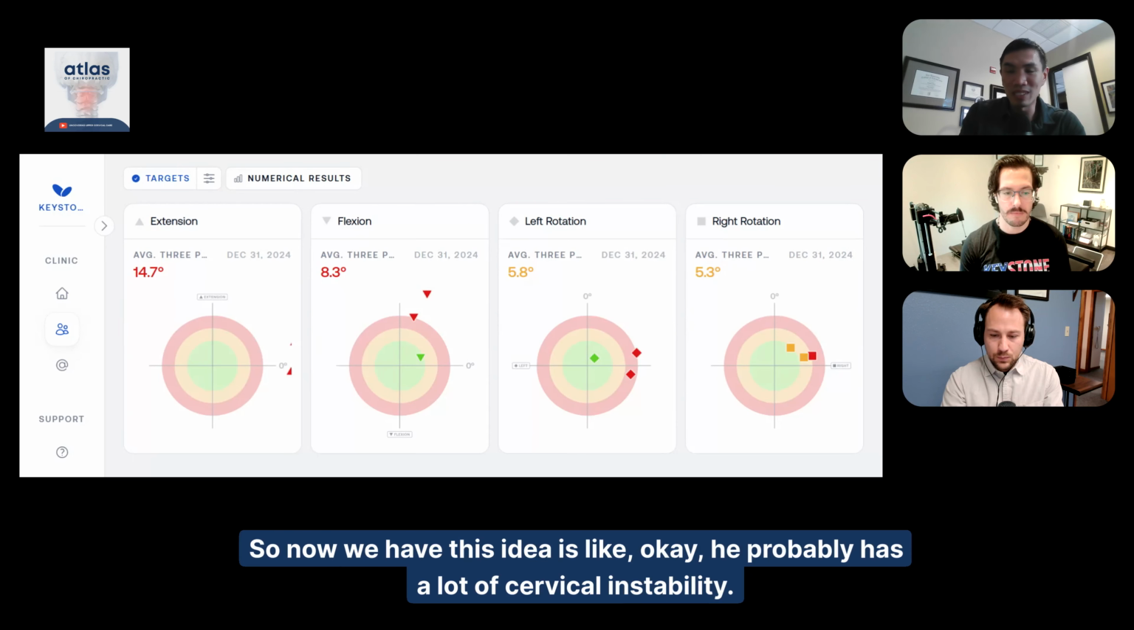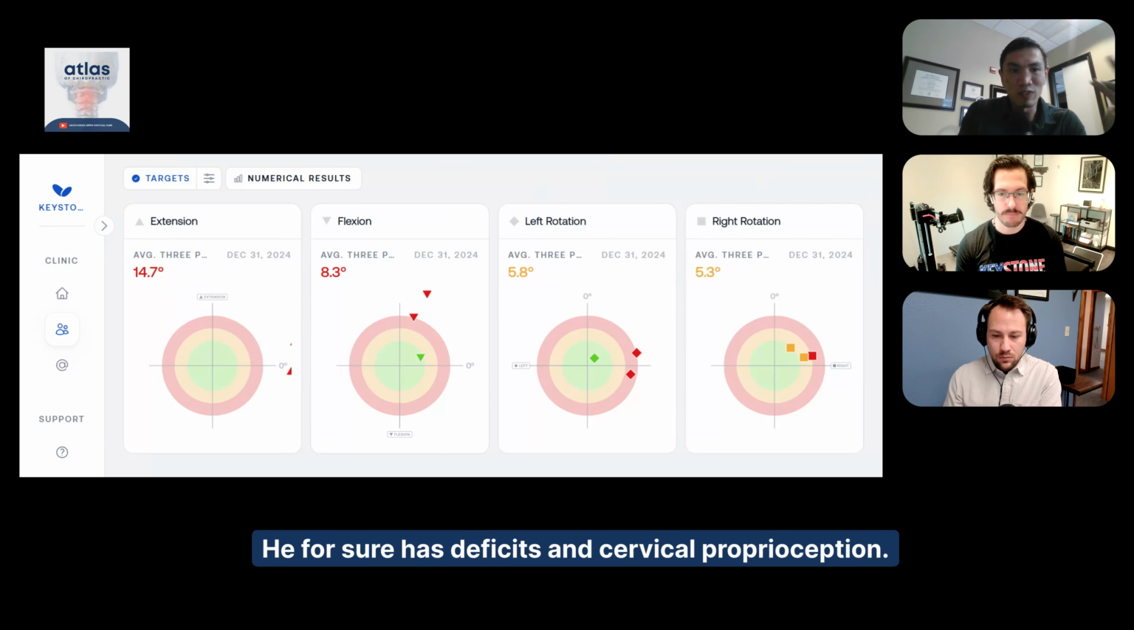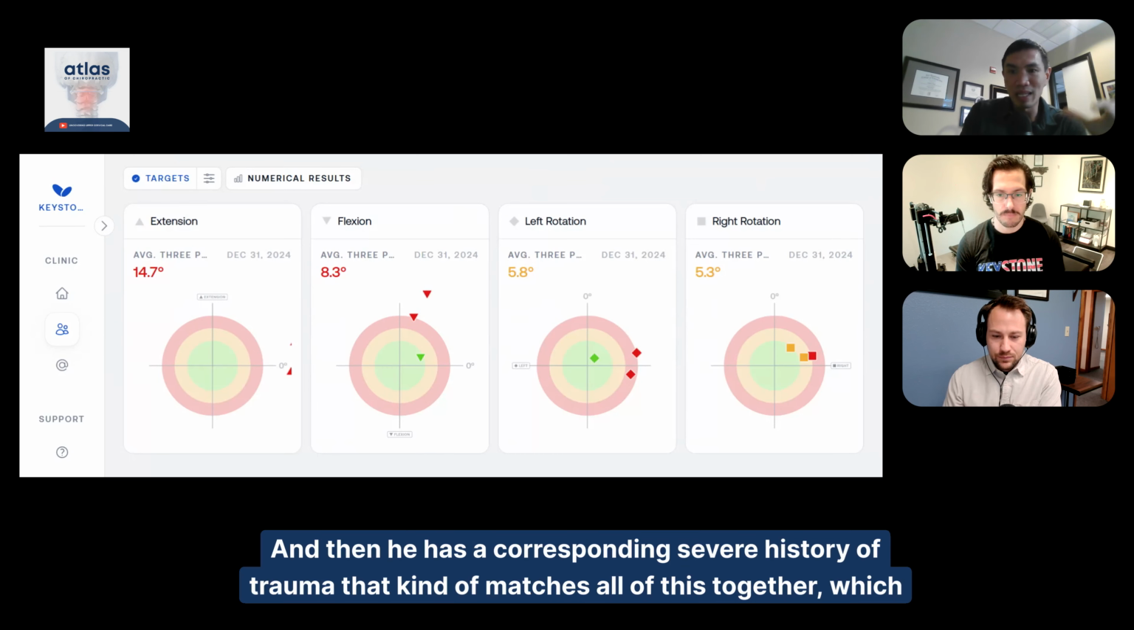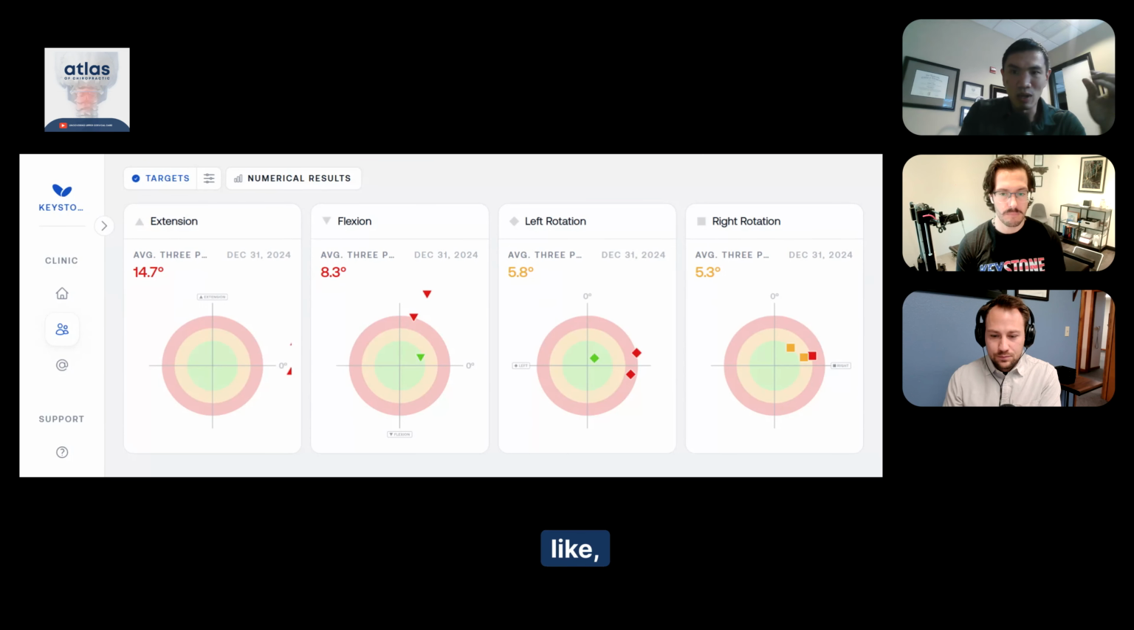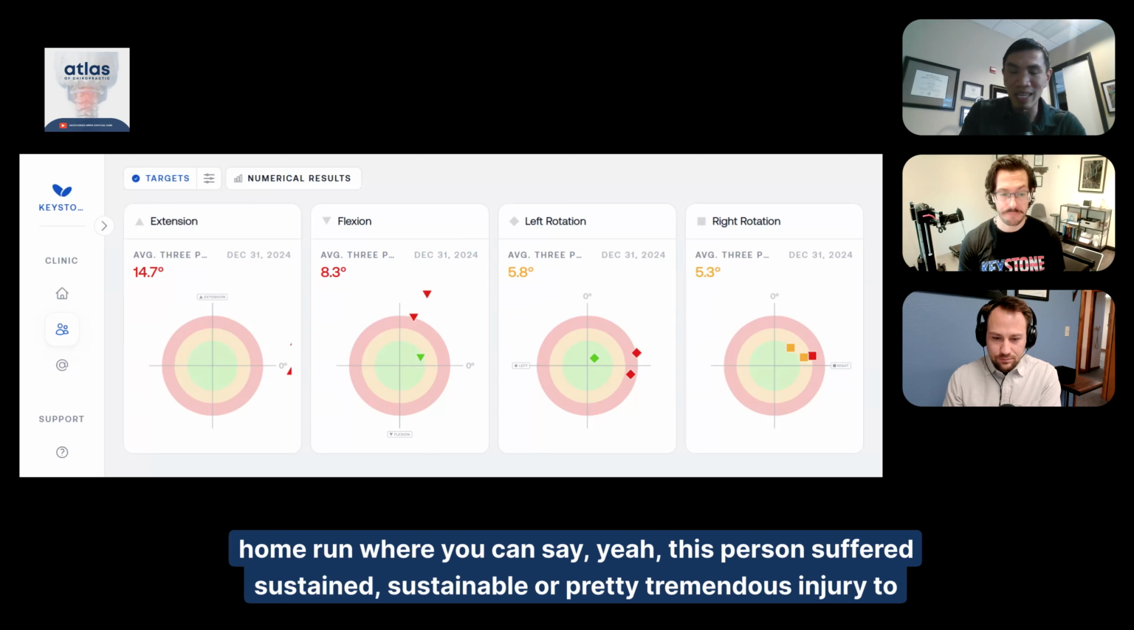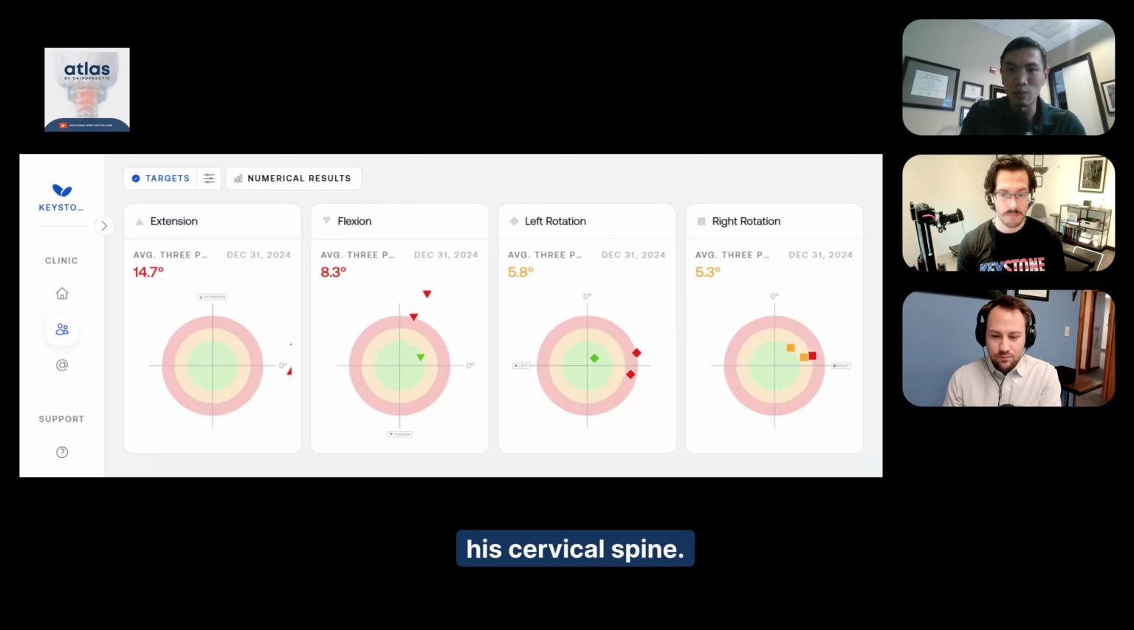So now we have this idea of, okay, he probably has a lot of cervical instability. He for sure has deficits in cervical proprioception, and then he has a corresponding severe history of trauma that matches all of this together. Which, if you're building a case, especially if you're working with auto or litigation cases, is a pretty home run where you could say, yeah, this person suffered pretty tremendous injury to his cervical spine.